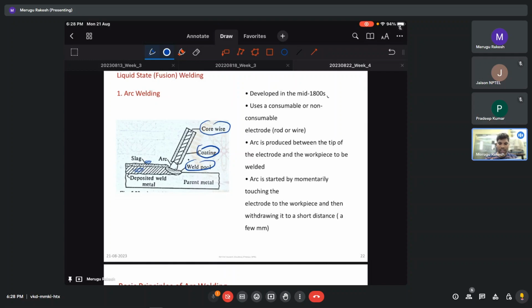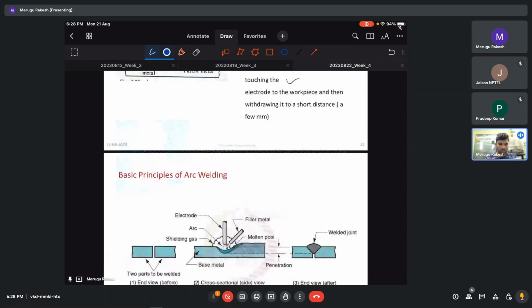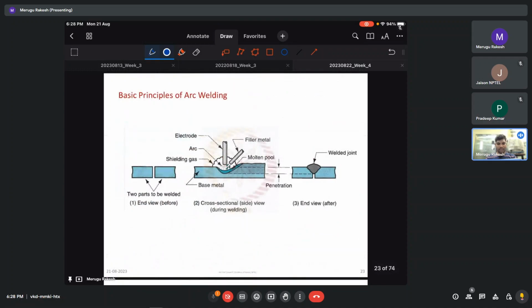This was developed very early, in the 1800s. It uses a consumable or non-consumable electrode. The arc is positioned between the tip of the electrode and the workpiece to be welded. The arc is started by momentarily touching the electrode. We'll discuss all these concepts. This is the typical basic principle of arc welding.